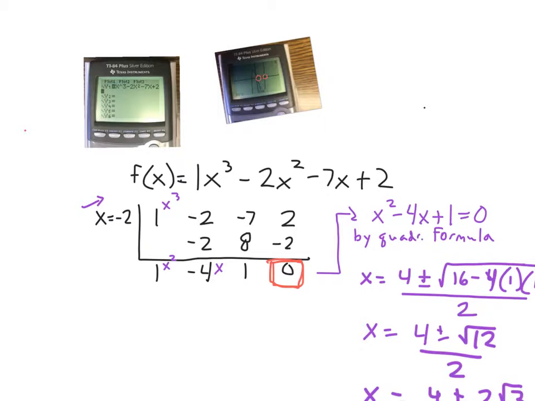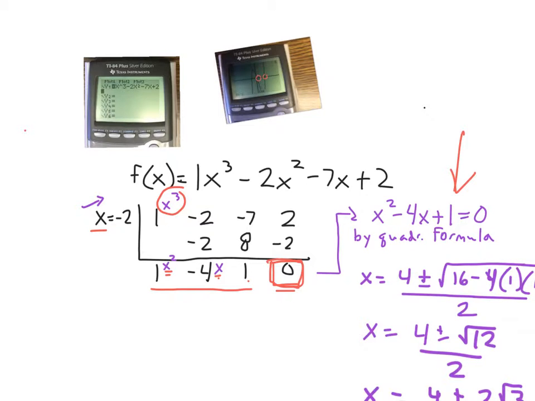So that gave me x squared minus 4x plus 1. The way I got the x squared is it started out as an x cubed. I took out an x. That brought me down to an x squared, and then an x, and then a constant with no remainder. So I have x squared minus 4x plus 1. It won't even factor. There's no way I'm going to factor.